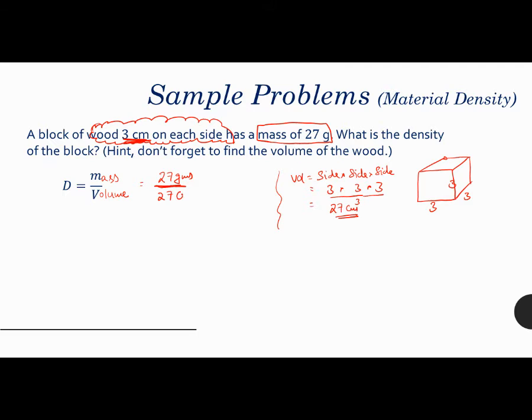So don't be in a hurry and don't write that 3 centimeters as volume. 3 centimeters is representing one side of the block, not the volume.